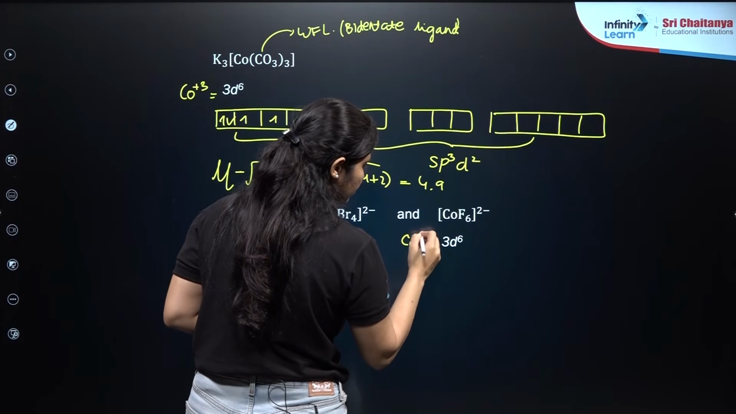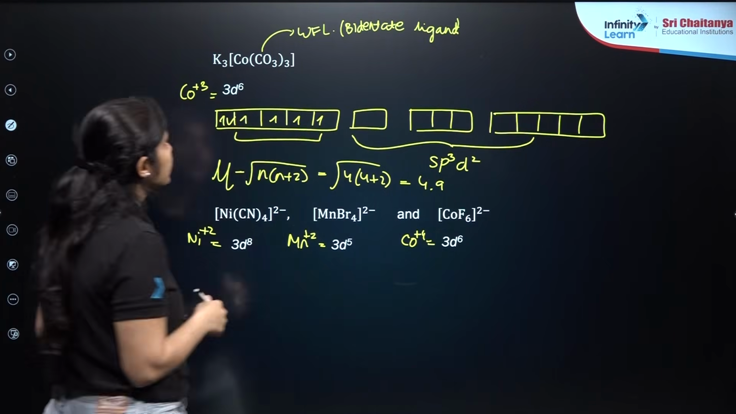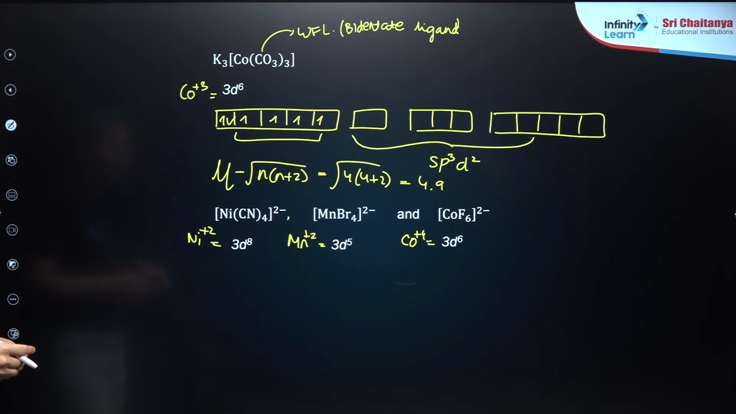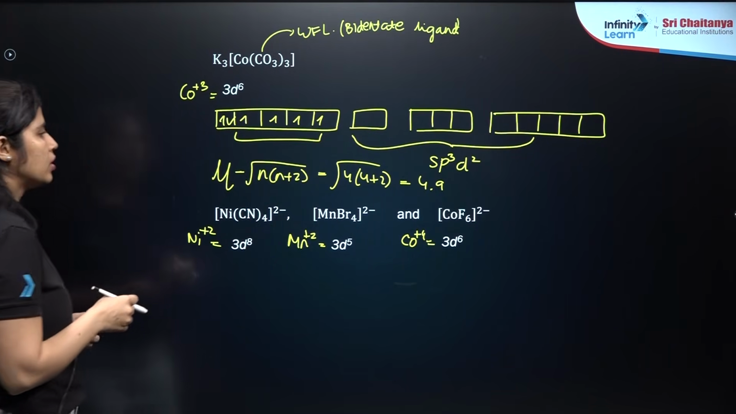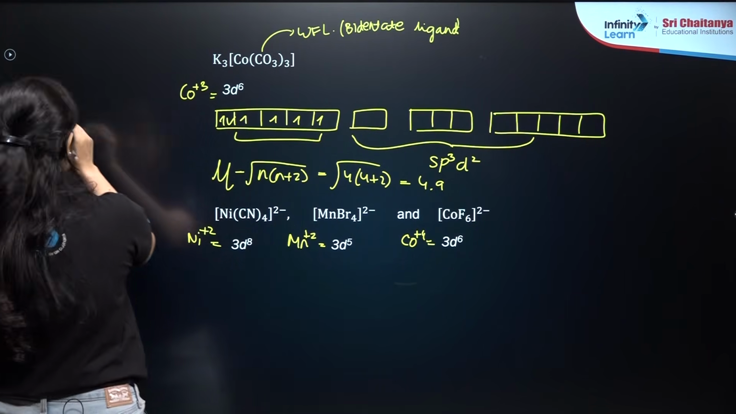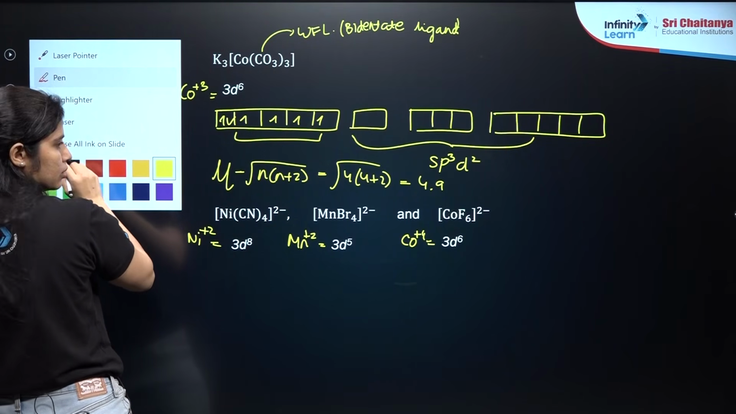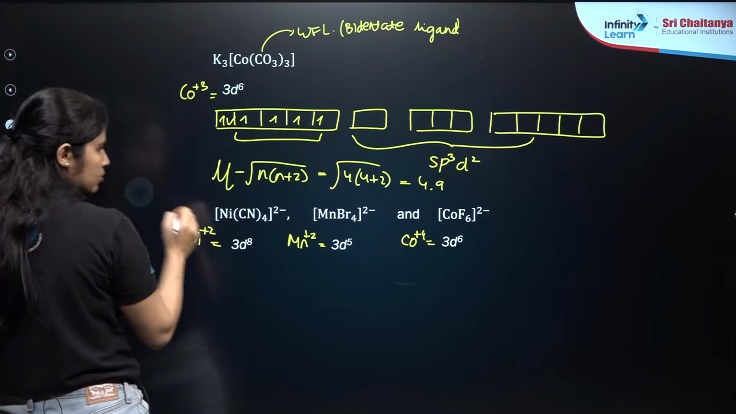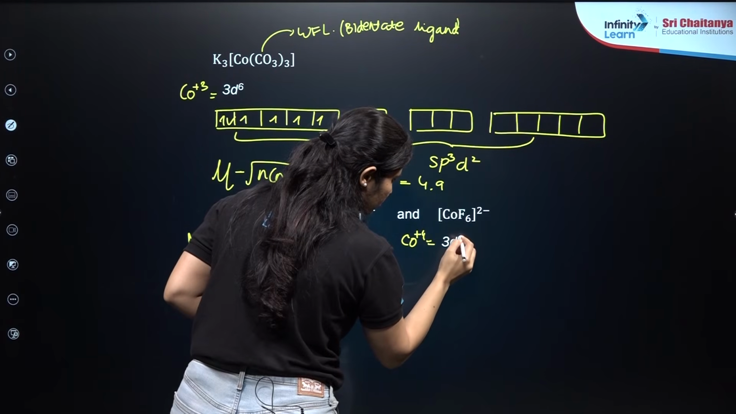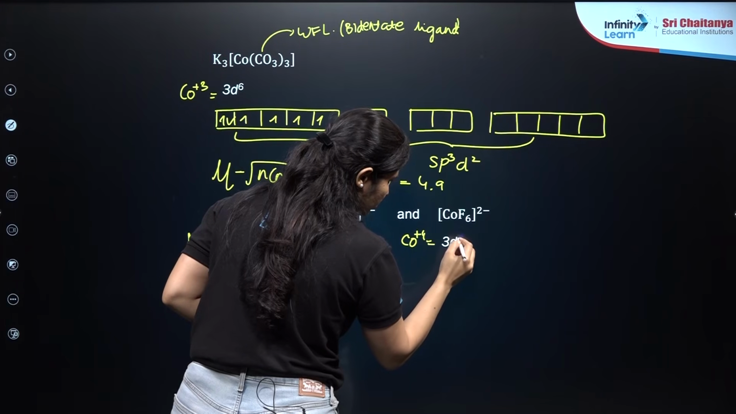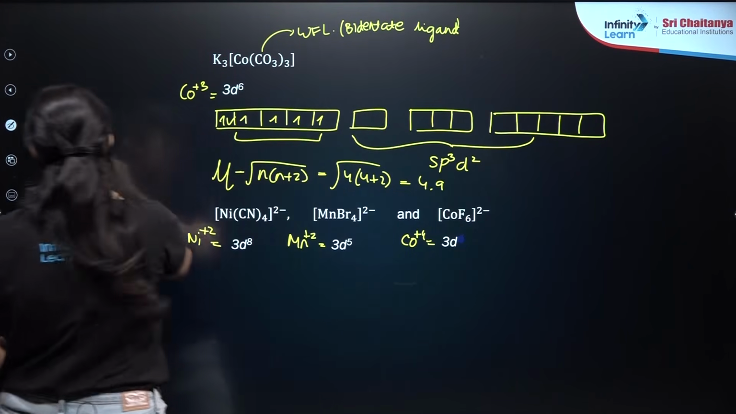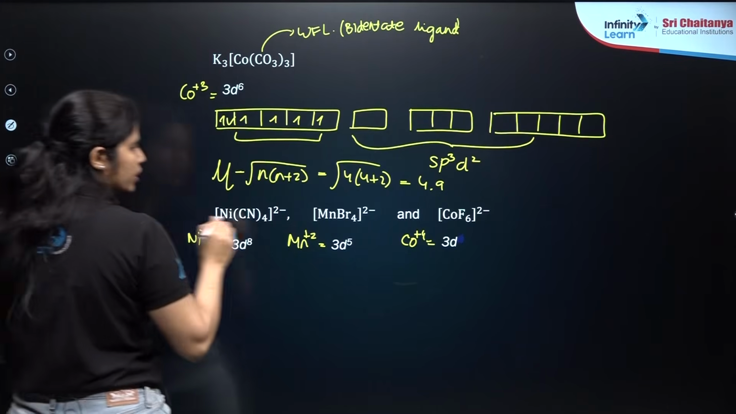So it is going to be 3d6. Actually, if it is +4 oxidation state, it should be 3d5. One second. A tiny correction here: it's not 3d6, it is going to be 3d5.